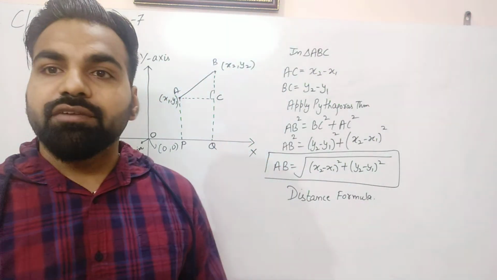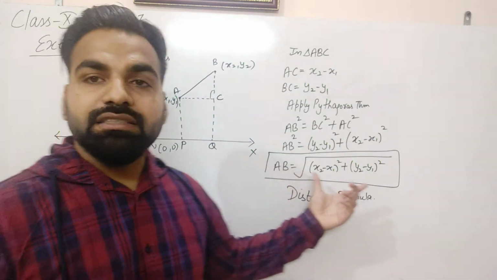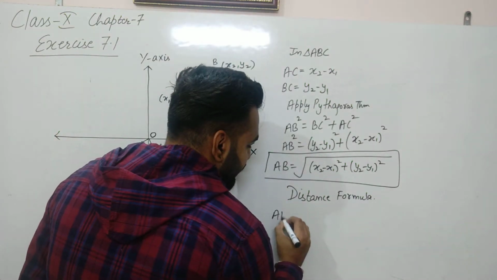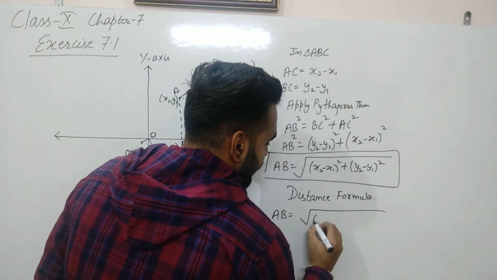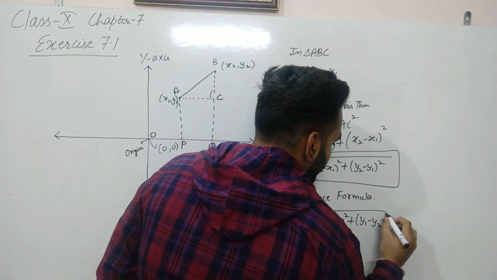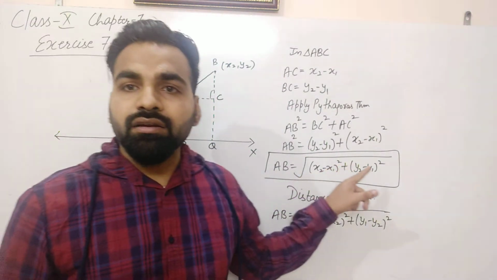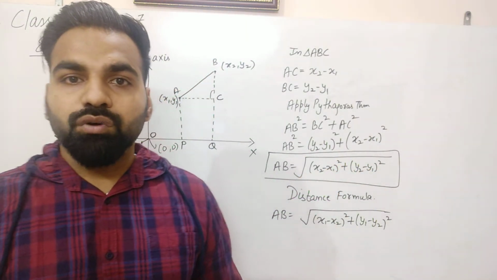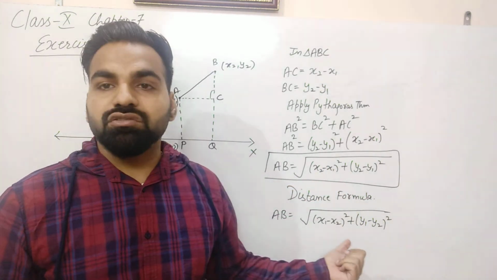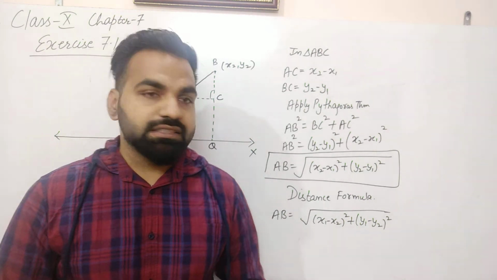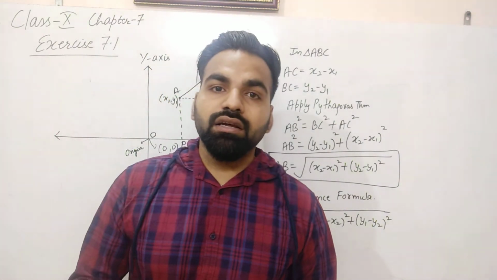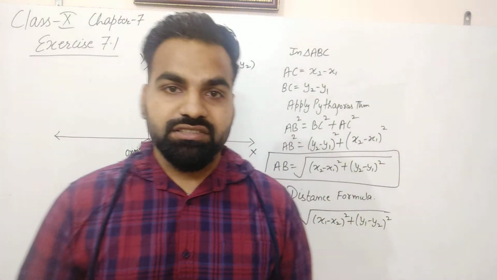So if 2 points are given on a Cartesian plane, we can find distance between these 2 points by using the formula. This can also be written in this form: x1 minus x2 square plus y1 minus y2 square. Since it is square here, so negative sign will convert into positive. So it doesn't matter whether you are doing x2 minus x1 or x1 minus x2, the answer will be same. So this was the distance formula. We use this formula to find the distance between any 2 points on the Cartesian plane.